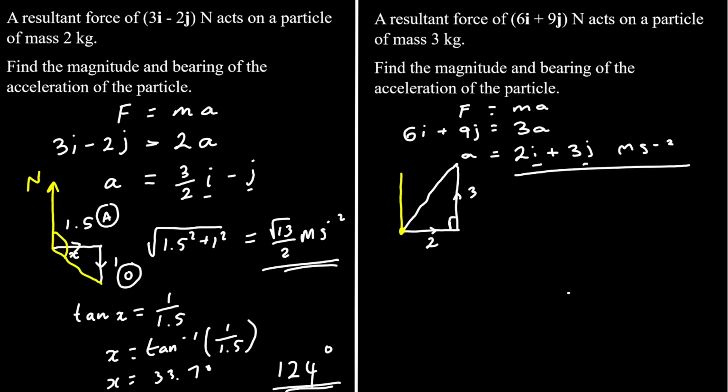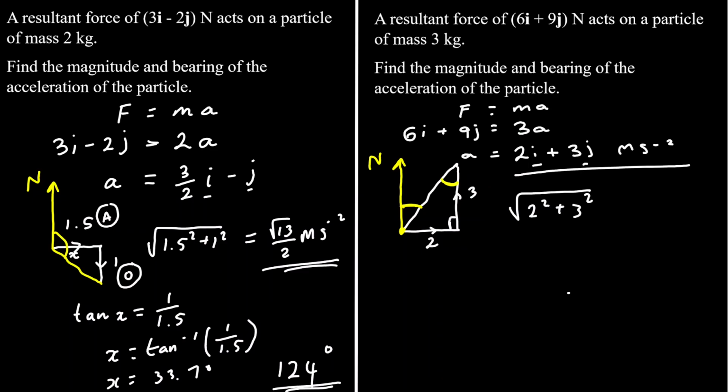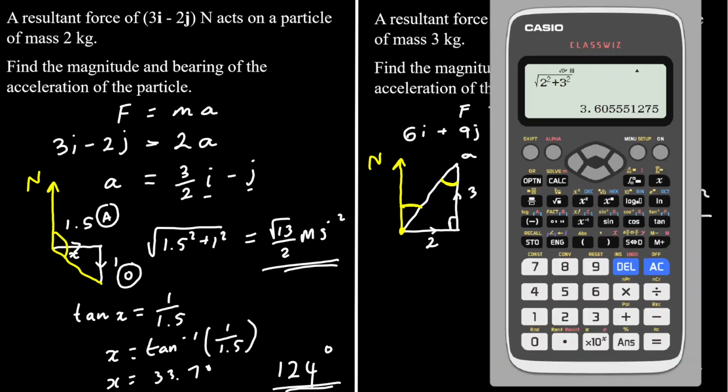So the magnitude is Pythagoras, and the angle, let's use alternate angles. So we want this angle here, which is going to be equal to this angle here. So the magnitude, the square root of 2 squared plus 3 squared, is root 13. So square root 13 meters per second squared. As a decimal, 3.6 or 3.61.